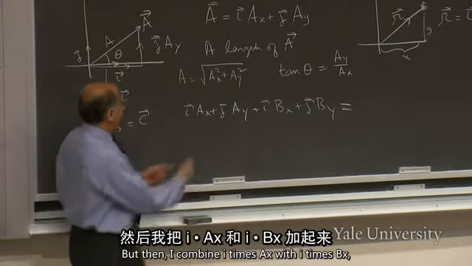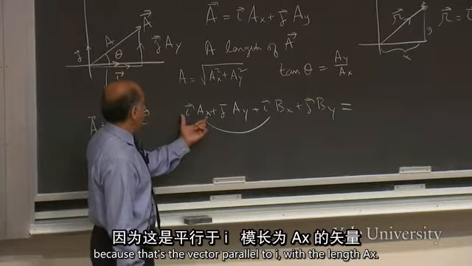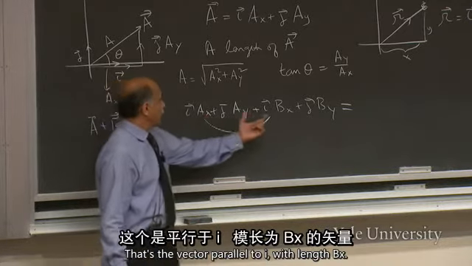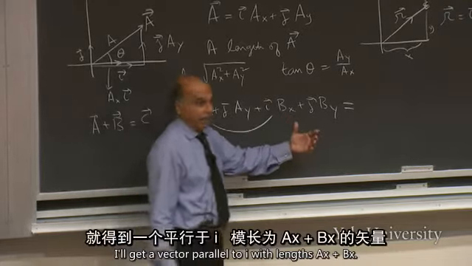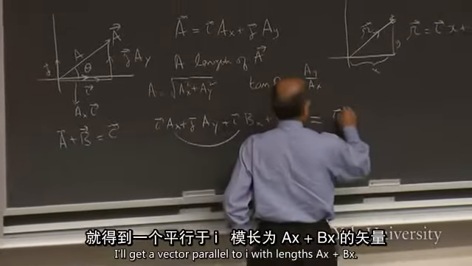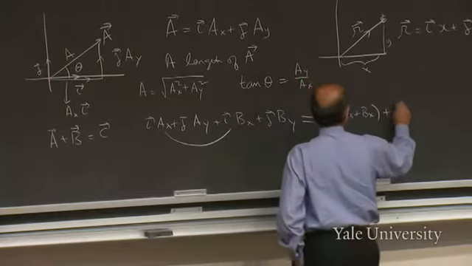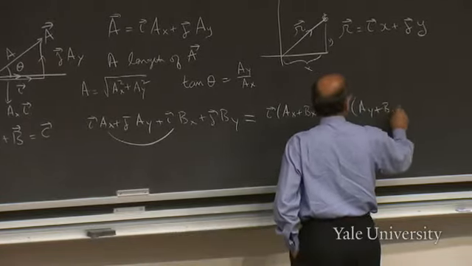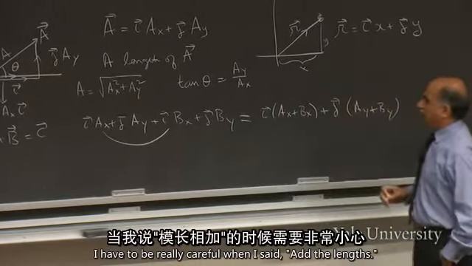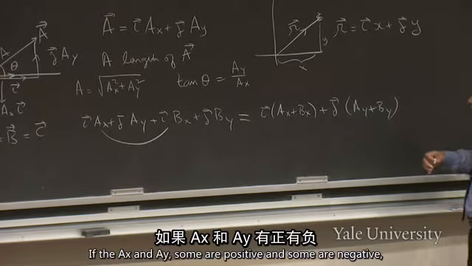But then I combine i times Ax with i times Bx, because that's the vector parallel to i with length Ax. That's the vector parallel to i with length Bx. It's clear if I add them, I'll get a vector parallel to i with length Ax plus Bx. Then j equals Ay plus By. I have to be a little careful when I said add the lengths. I'm assuming all the components are positive.